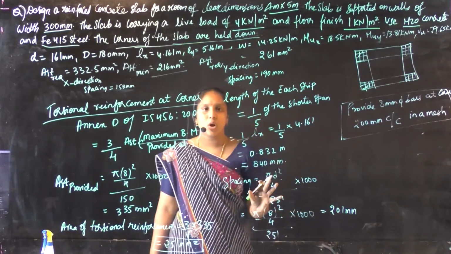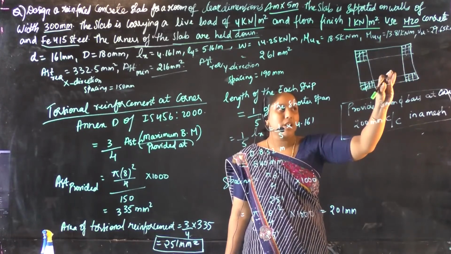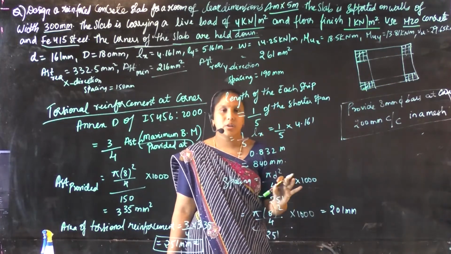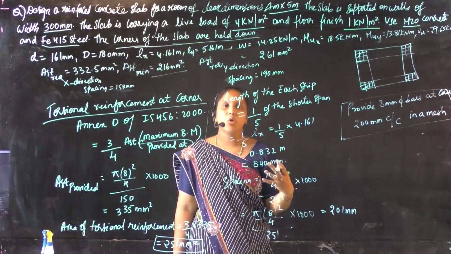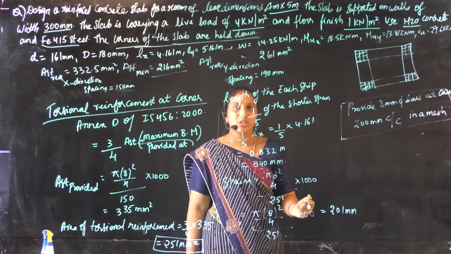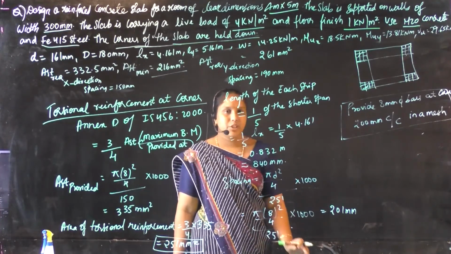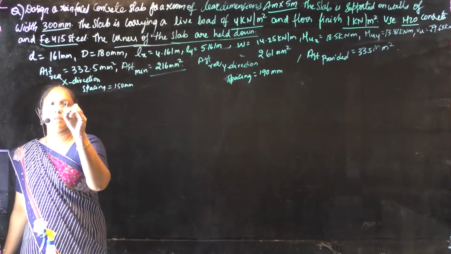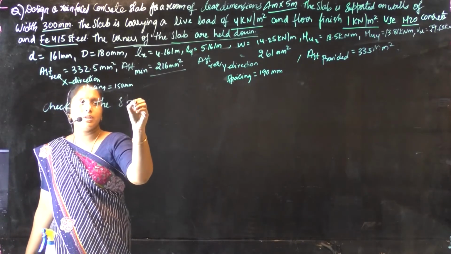Now we have designed all the reinforcement. We have designed the reinforcement at the middle strip, we have designed the reinforcement for the edge strips, and we have designed the torsional reinforcement at the corners also. Now the design is completed. Now what checks do we have to do? One thing is we have to check for the shear, and the other is we have to check for the deflection. So first let us check for the shear.